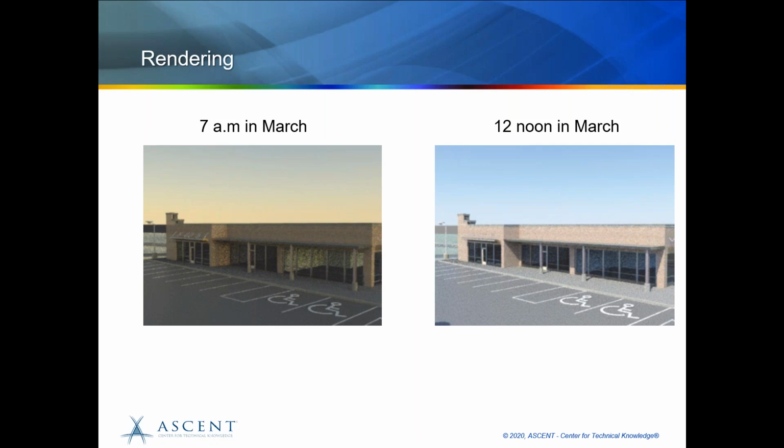Here, on the screen, you can see the 2 renders that I have put in. One is at 7 a.m. in March, which shows you how the lighting is going to be, where the shadows are and how much light there is. Then at 12 noon in March, you can see where all the shadows are, how much light is coming into the building, and how much interior lighting you need to set. So this comes in very handy for those reasons.